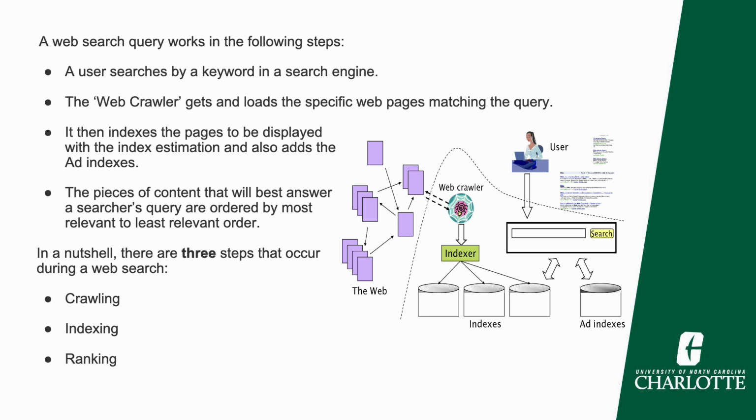Web search is basically categorized in three steps: crawling, indexing, and ranking. Crawling is where a web crawler or web spider downloads and indexes content from all over the internet. In indexing, once a page is in the index, it is in the running to be displayed as a result to relevant queries. And ranking, as specified, means queries are ordered from most relevant to least relevant. They provide the pieces of content that will best answer a searcher's query, which means that results are ordered by most relevant to least relevant.